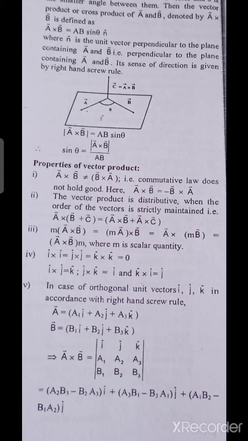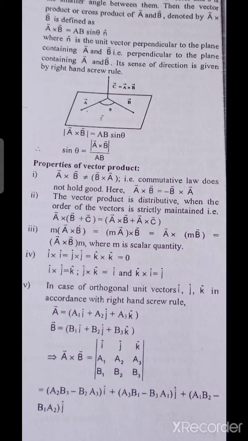Then here also if we consider unit vectors I, J, K, then I cross I or J cross J or K cross K is equal to 0. Okay, I cross I is equal to 0, J cross J is equal to 0, K cross K is equal to 0. But I cross J is equal to K, J cross K is equal to I, K cross I is equal to J, right? So like this we should memorize the formulas.